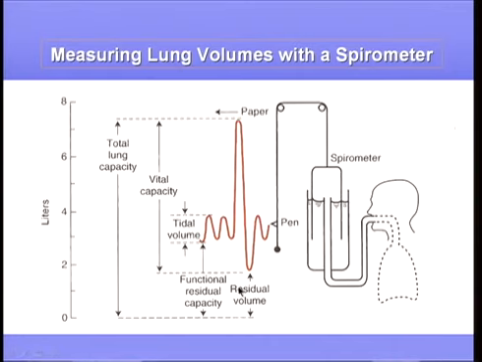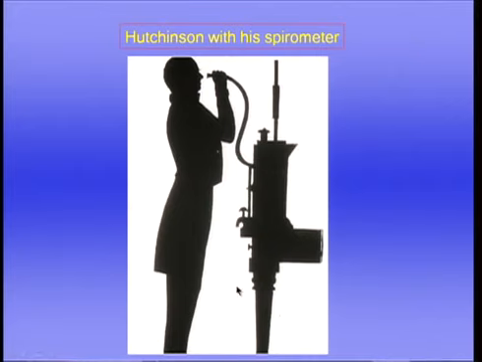Now, just for a little light relief, I want to show you a picture of John Hutchinson, who developed the spirometer in about 1850, something like this. And this is a picture from his original paper. You can see this well-dressed gentleman breathing into a spirometer. And wouldn't it be nice if all of us dressed as nicely as John Hutchinson did?